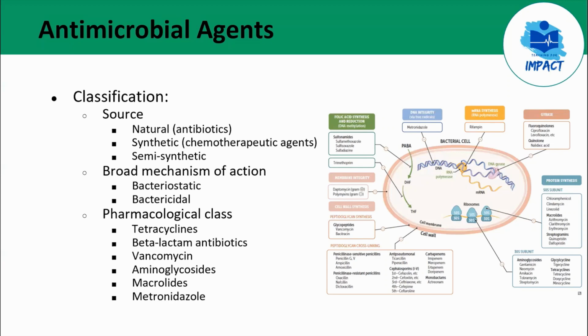There are 2 scenarios where the choice of bactericidal is favored over bacteriostatic drugs. The first is if the patient doesn't have an active immune system. The second is if the patient has endocarditis. Since the infection is on the heart valves, it is too difficult for phagocytes to reach. Our focus, however, will be on the pharmacological class, which is the third method of classification listed on this slide. We'll go through each class in turn.